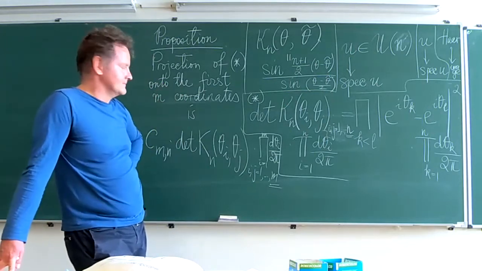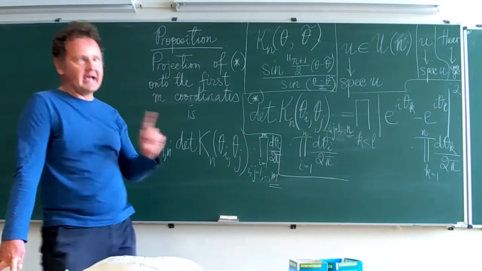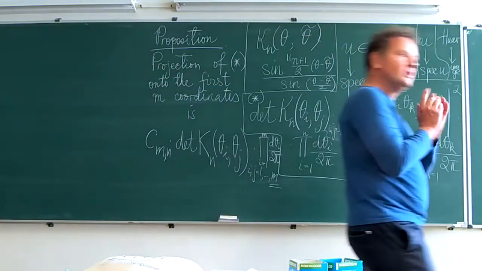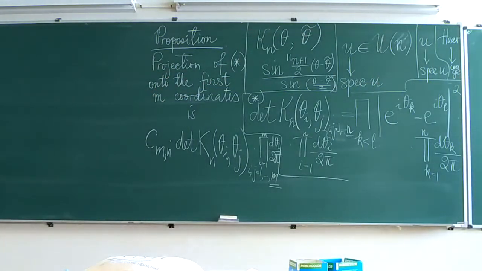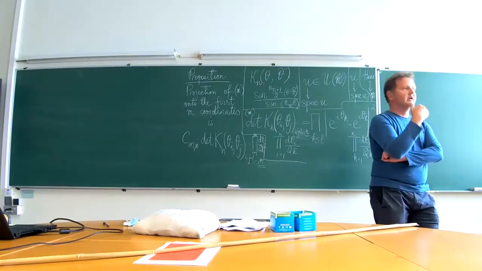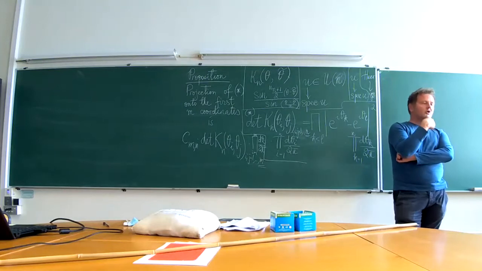Okay, but my second question is: is there a natural order? This is an absolutely excellent and quite important question. In fact, no, precisely. This is very important. You're completely right: when I say the first m coordinates, there are no natural coordinates.